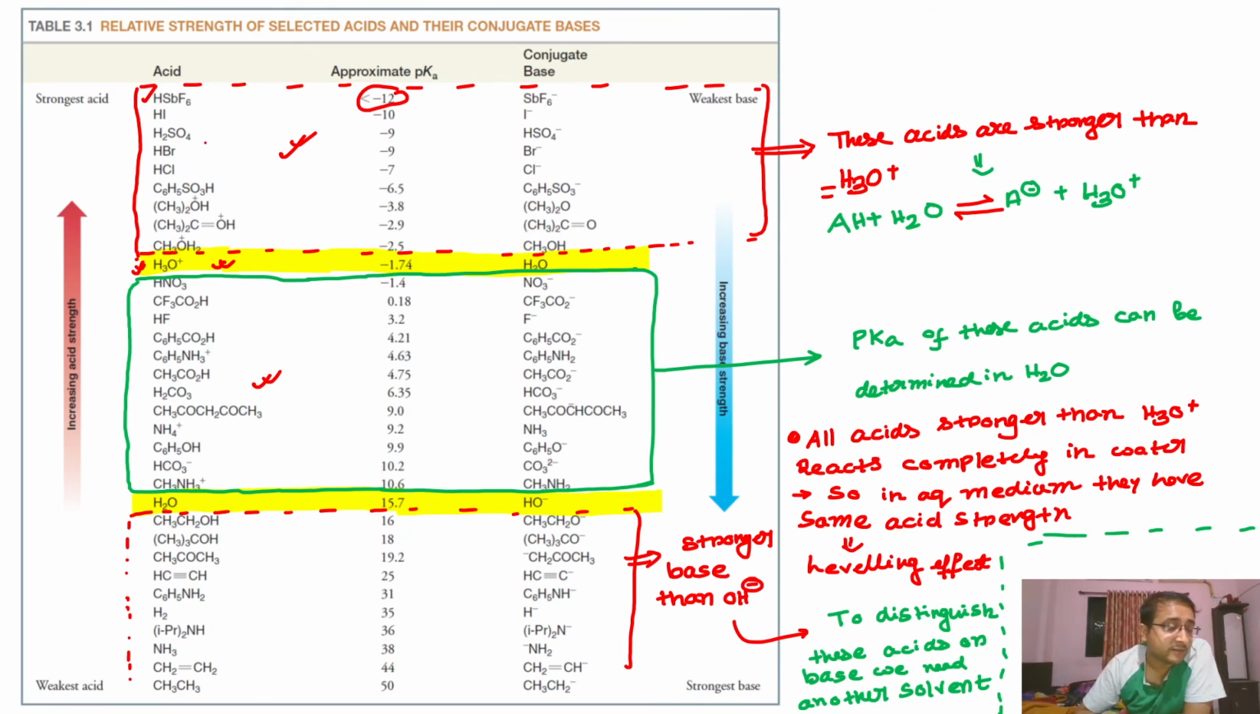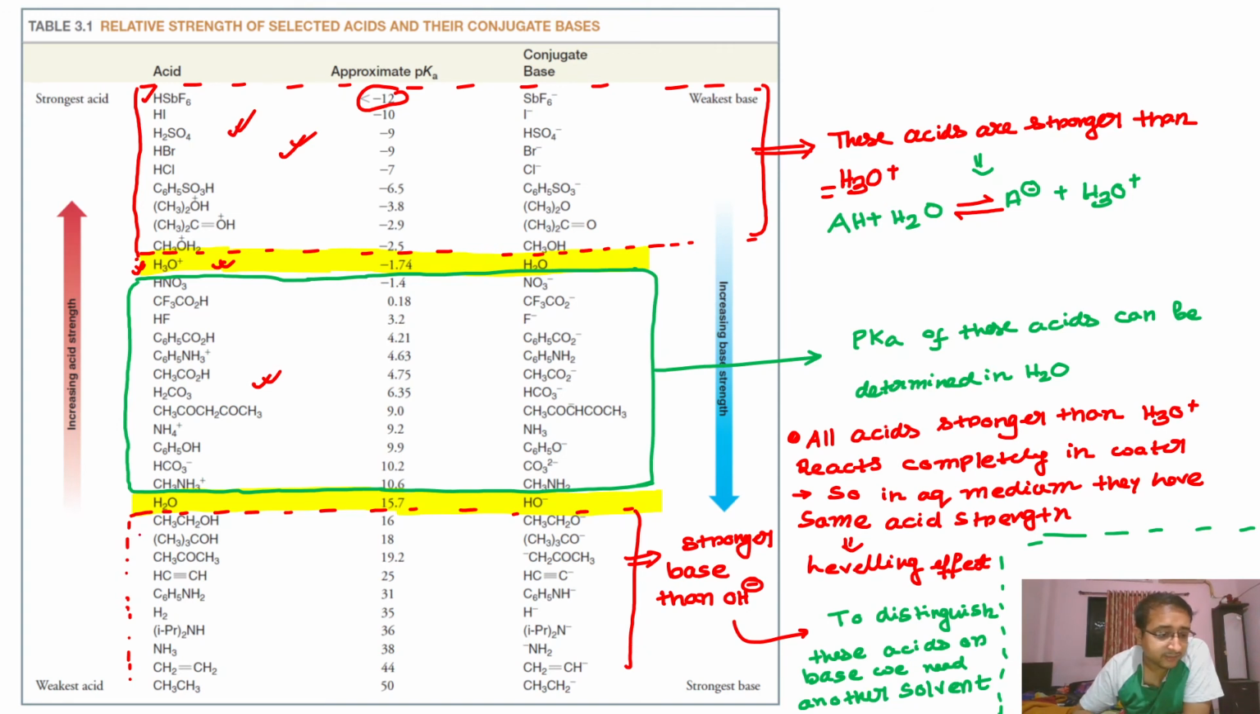So to nullify this leveling effect, if you really want to calculate the acidity of these acids, you have to choose another solvent other than water. That part I am not going to discuss. But for these acids, as they are not stronger than the hydronium ion, you can easily determine their acidity or pKa value in aqueous solutions.